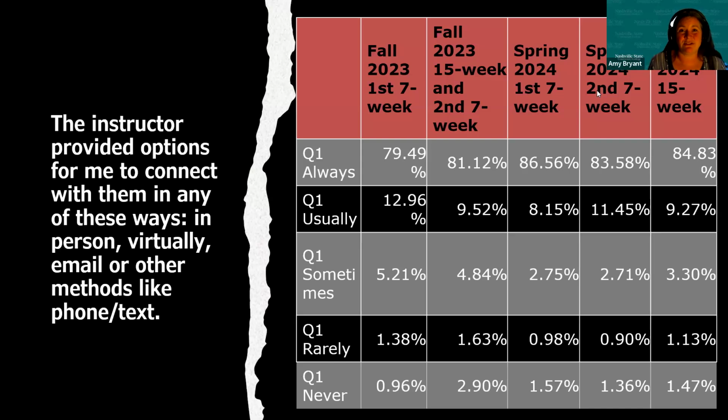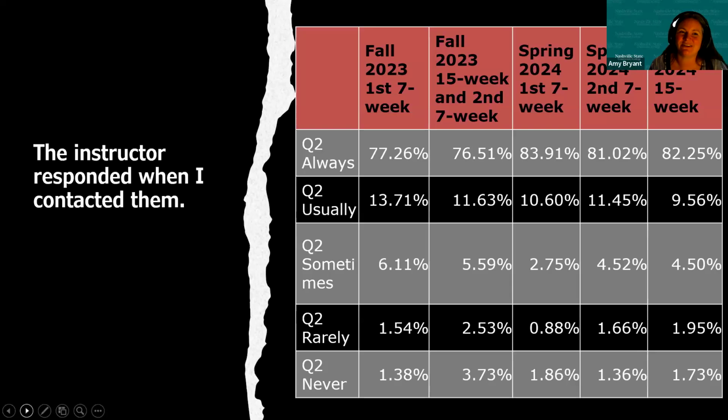And so the work that you're doing in your D2L course shells and your syllabi are paying off because you are providing to your students multiple ways for them to be able to connect with you. And they are recognizing that they have these ways of connecting with you.